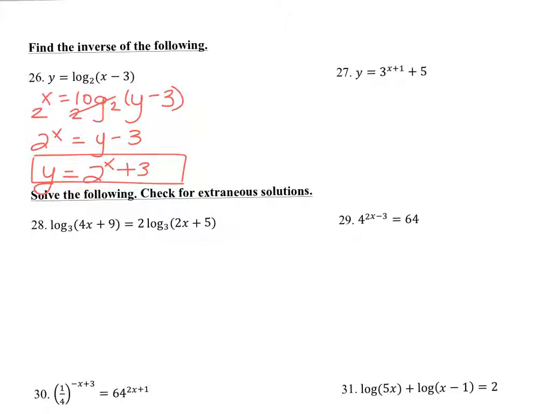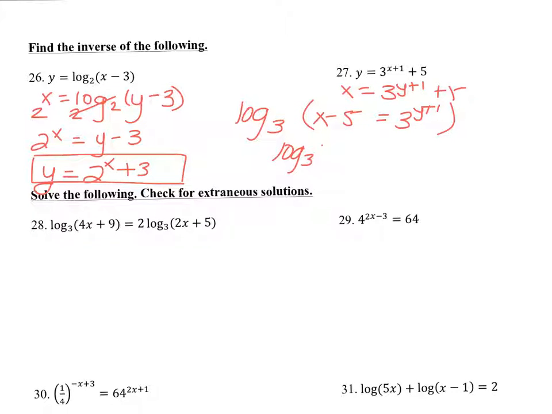If I look at the next one, I'm going to replace y with x and x with y. To get y by itself, I'm going to first subtract 5. Now to get rid of an exponential function, I have to take a log function with the same base, which is 3, of both sides. So now I have log base 3 of x minus 5. And when I take log base 3 of 3, they cancel out, so I'm left with y plus 1. Now I'm just going to subtract 1. So I have log base 3 of x minus 5 minus 1 equals y.